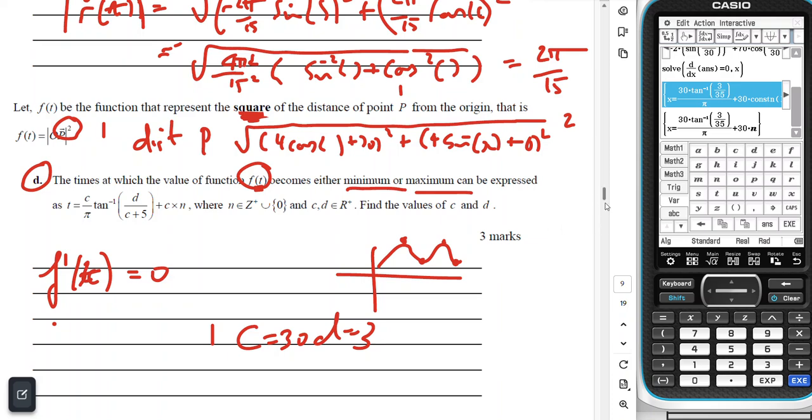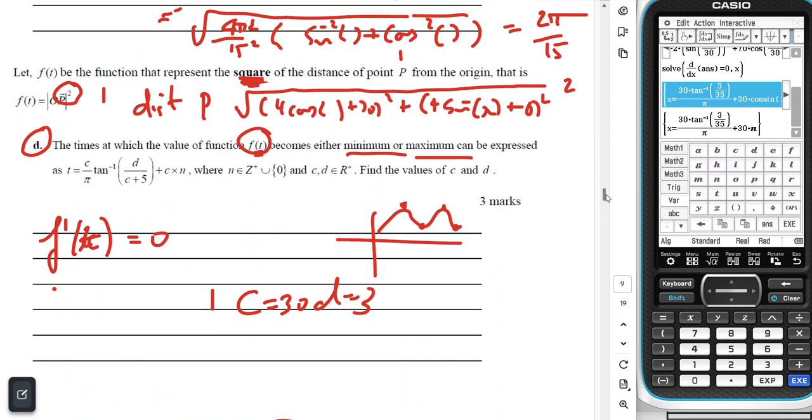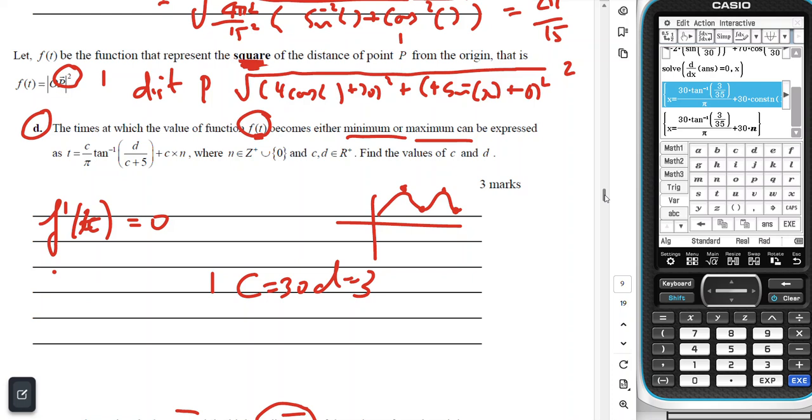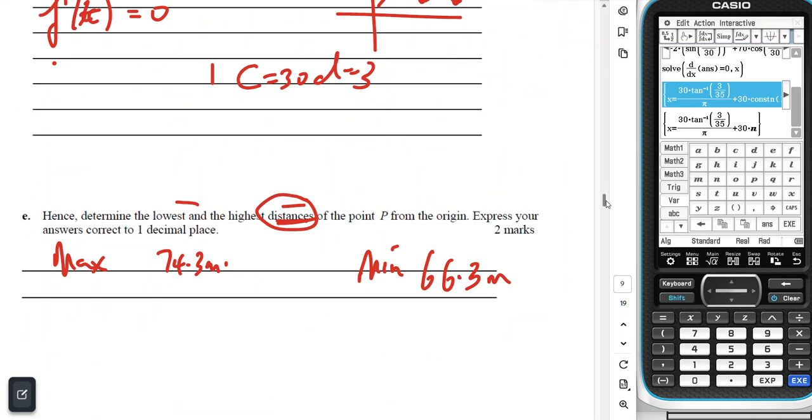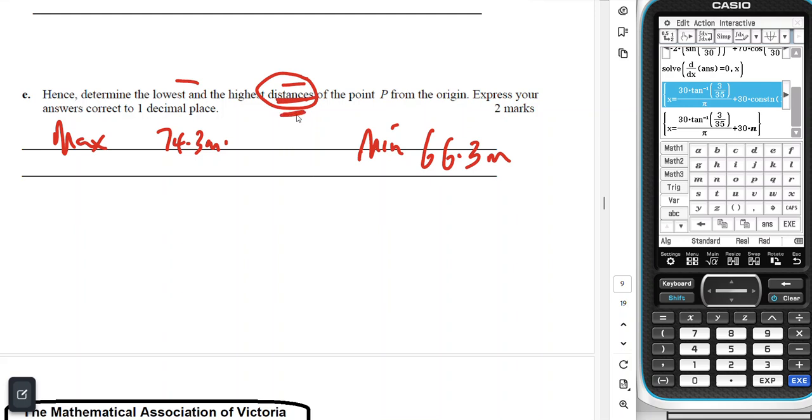So the trick or the difficulty about the back part of this question was they weren't using the same things. This was using the square of the distance, whereas in E's case, it was just using the distance.